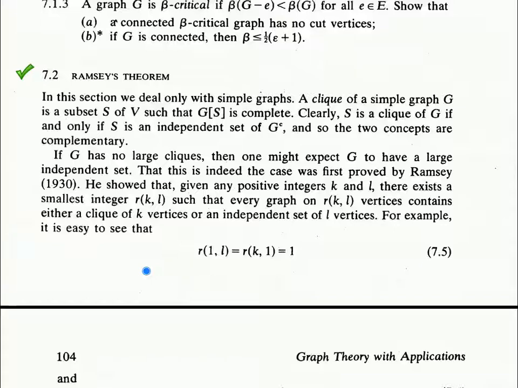Yes, but an independent set of 1 is just one vertex, and so if you have a graph with at least one vertex, of course it has at least one independent set of 1. Okay, the vertex itself. Whatever graph you take, you pick just one vertex, you can consider it a clique of 1 or an independent set of 1.